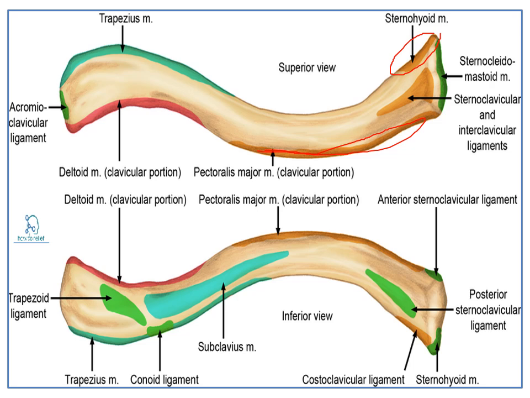Like I said, they're not really high yield. They will hardly test you on these muscles. The only muscle I can see them testing on will be the subclavius muscle, and that is because of its relation to the subclavian groove, which is the landmark.